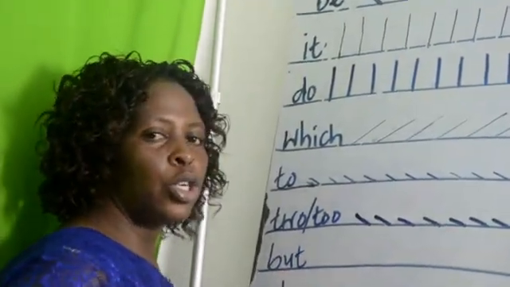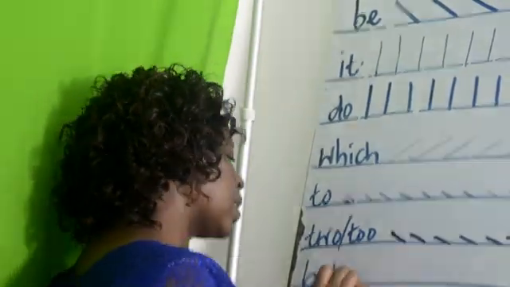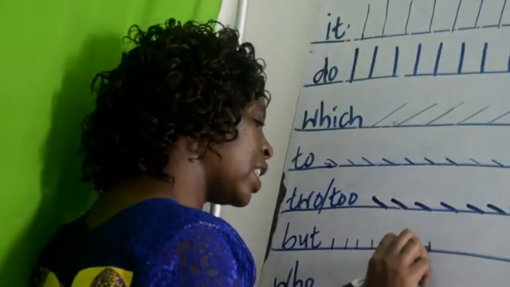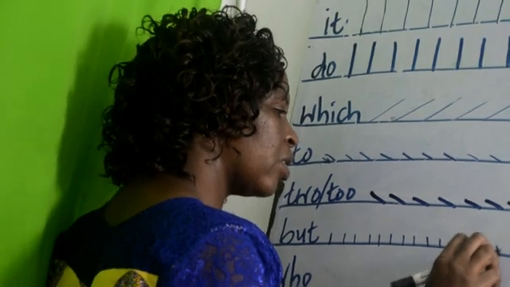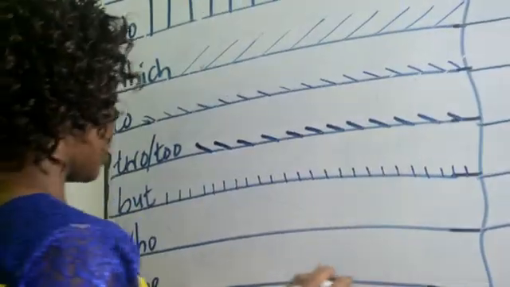Then we have the short form but. Pronounce it, but. We drill it on the line with an abbreviated T. An abbreviated T on the line. You drill faster as you increase your speed.